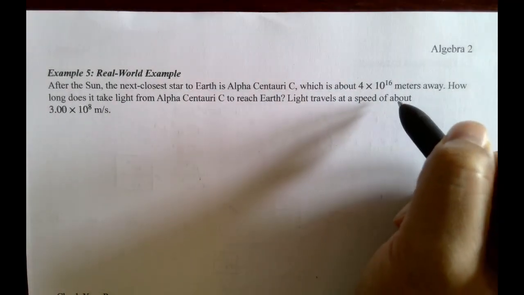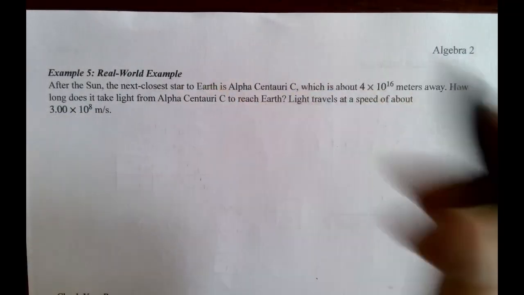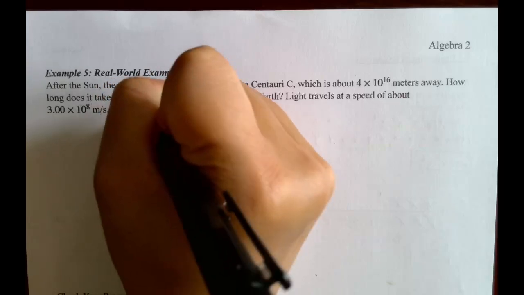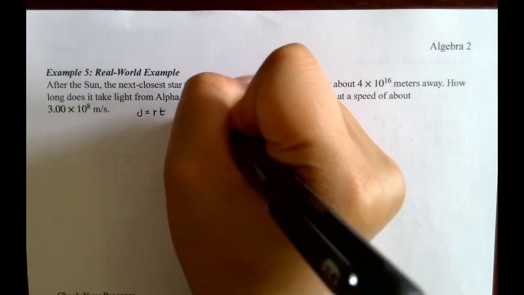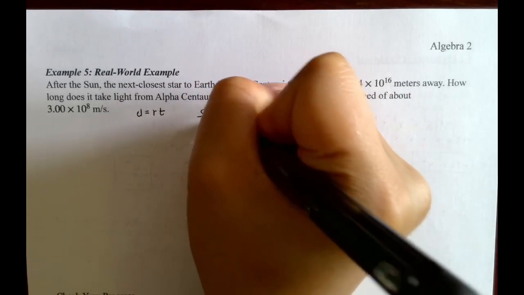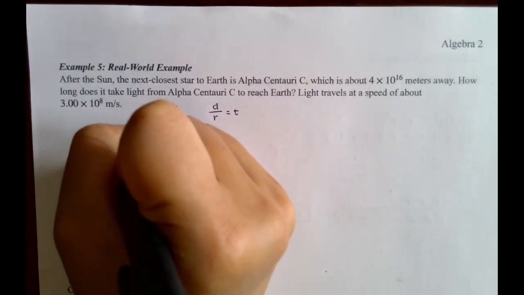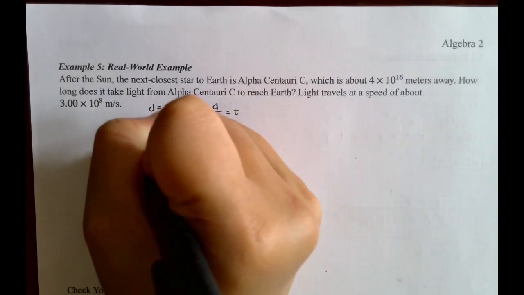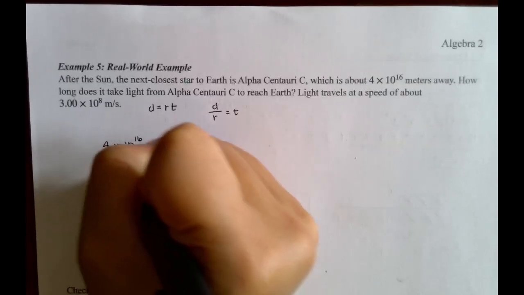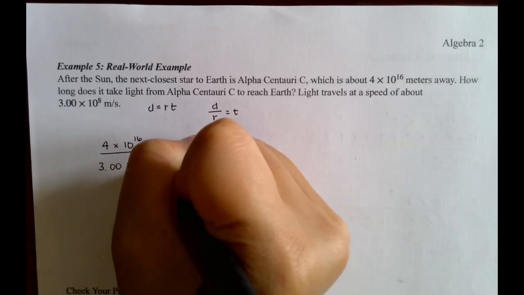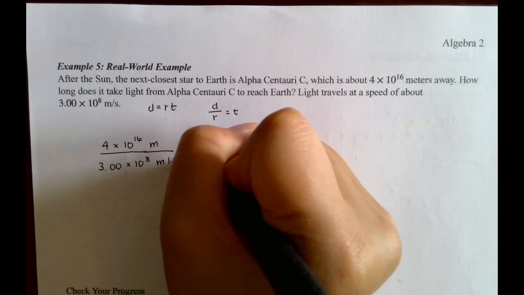Okay. So what we're going to do is we're going to divide how far it is with this, right? Because we know that distance equals rate times time. This here is the rate. To get the time, we're going to have to do distance divided by rate. So that's what we're going to do. Distance is 4 times 10 to the 16th meters. Rate is 3.00 times 10 to the 8th meters per second. This will give us our time.